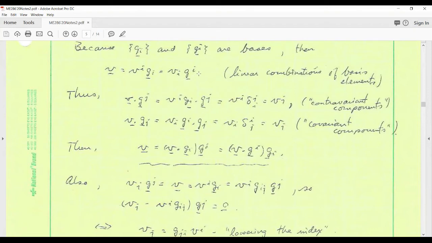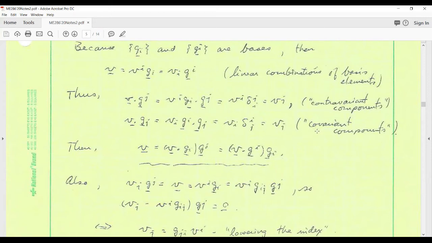Likewise, if we instead use this decomposition of the vector v and dot it through with g sub j, we get v sub i, g super i dot g sub j, Kronecker delta again, sum on i, you get v sub j. So v super j, you can interpret as the projection of v onto the dual basis elements, g super 1, g super 2, g super 3. v sub j are the projections of the vector onto the natural basis elements. I'll come back to this terminology a little bit later.